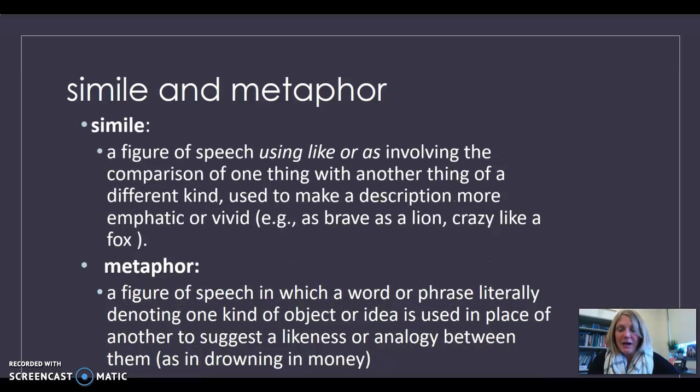Simile and metaphor. A simile is a figure of speech using like or as, involving the comparison of one thing with another thing of a different kind, used to make a description more emphatic or vivid. We'll talk a little bit about vivid verbs in our activity, playing with powerful language. A metaphor is a figure of speech in which a word or phrase, literally denoting one kind of object or idea, is used in place of another to suggest a likeness or analogy between them. You might just know the definition for metaphor as a comparison between two unlike things. One concrete or literal and one figurative.